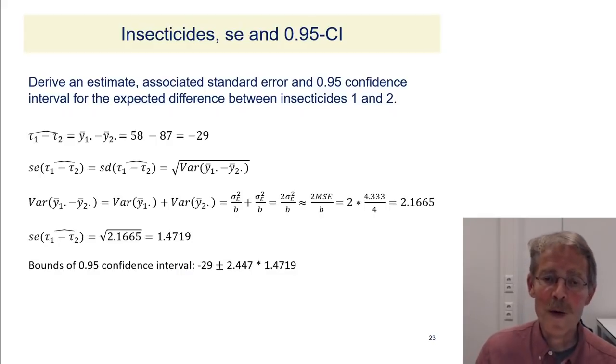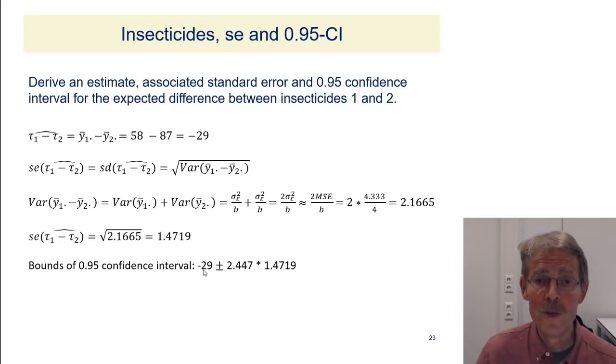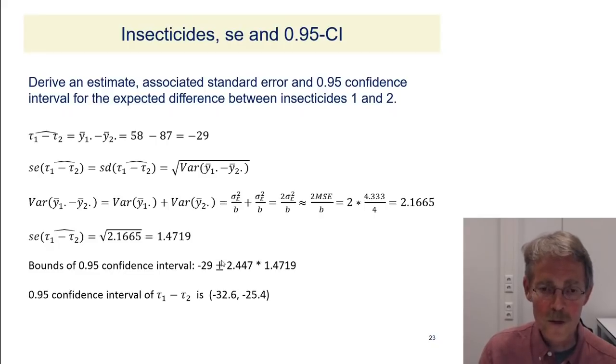Well, what are the bounds? The bounds are, at the lower and the upper bound, the estimate, minus 29, plus or minus a multiple of the standard error, that's the 1.4719. What is the multiple? It's a critical value from a t-distribution for 0.025 and the number of degrees of freedom from the mean square error, but we already looked that up before. It was 2.447. So if you calculate the lower bound with the minus and the upper bound with the plus, this is what you get.